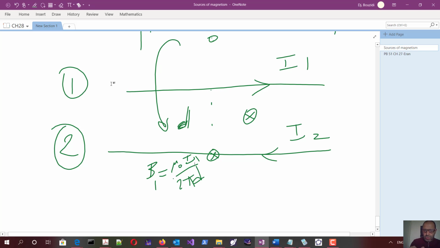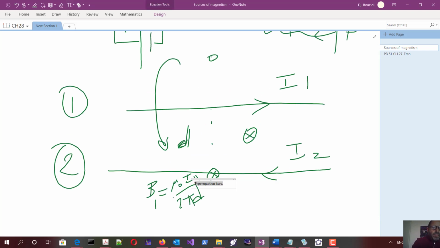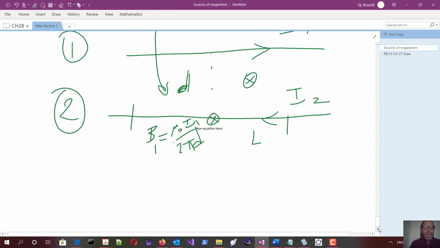Now, the wire I2 is subject to the force due to this wire. If I take a length L of this wire, this L portion will be subject to a force. I know its direction also. I have the current going this way, and the magnetic field is going into the screen. So the force must be pointing down, pointing away from the two wires. So this is the force on 2 due to the current running in 1.